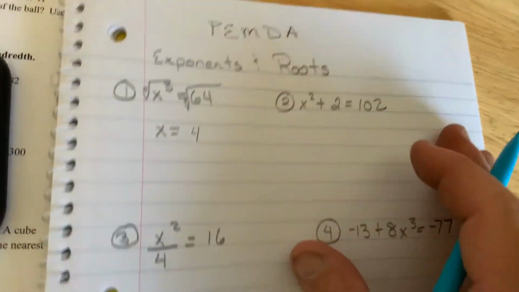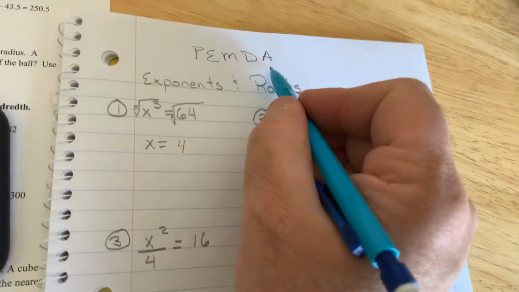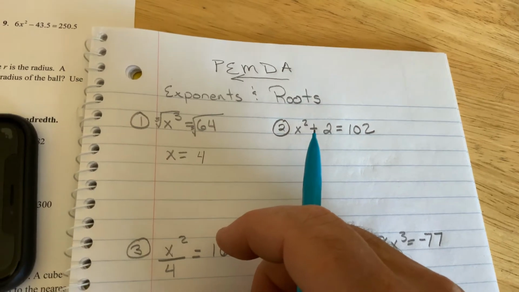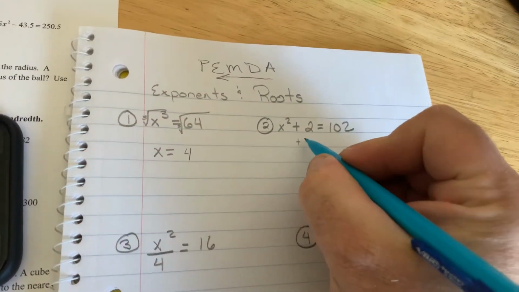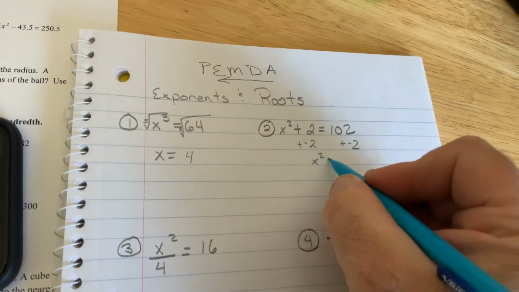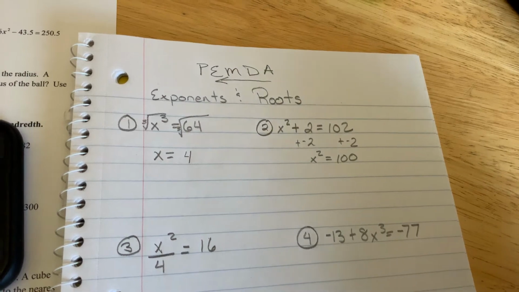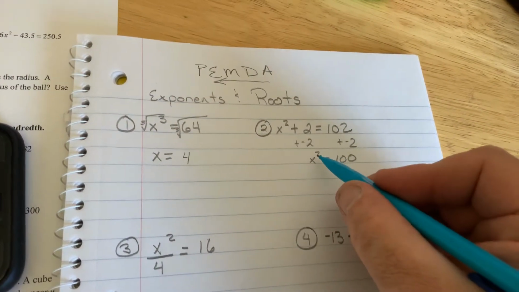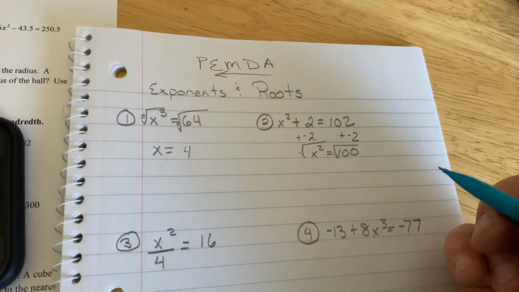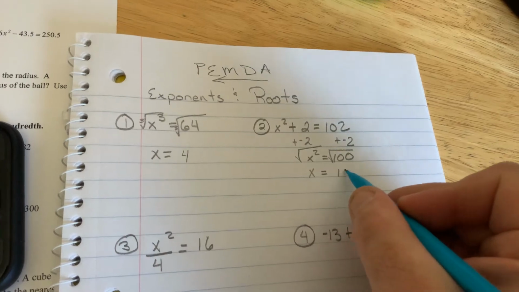Now let's take a look at this one. Please excuse my dear Aunt Sally, and remember, we're going backwards on this. So we have to undo the addition. I'm going to add a negative 2 to both sides, and I get x squared equals 100. To get rid of the squared, I square root. Whatever I do to one side, I do to the other. Then x equals 10.